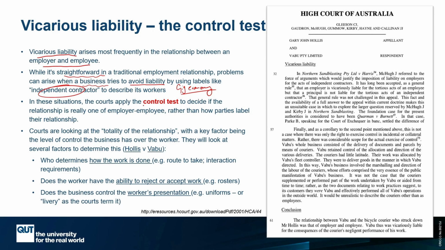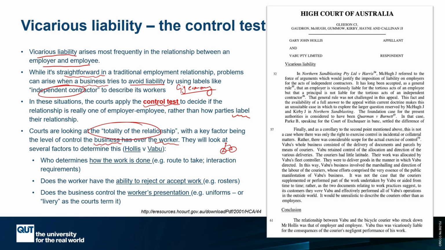So what actually happens when someone is termed a contractor but is in an employment-like relationship? In these situations, the courts apply the control test rather than the label that the parties put to their relationship. In this control test, they're looking at the sum of the relationship, the totality of the relationship, and in particular, they're looking at how much control the business has over what the worker does.